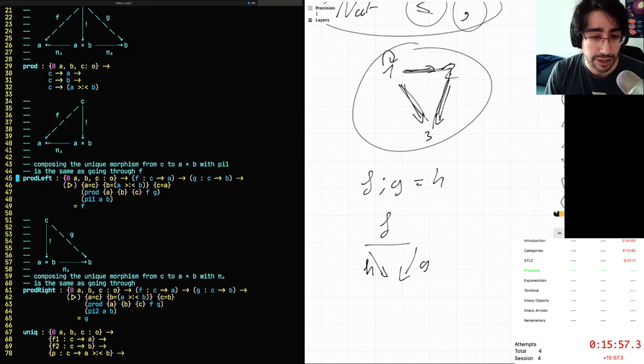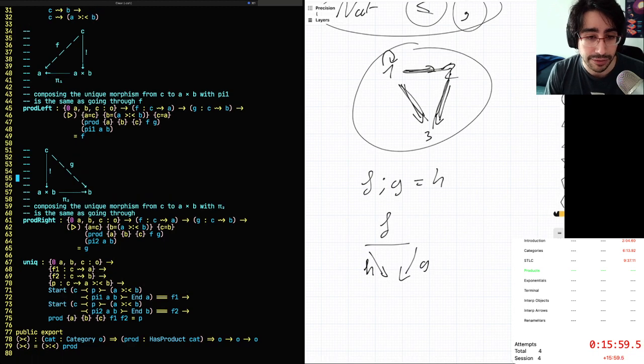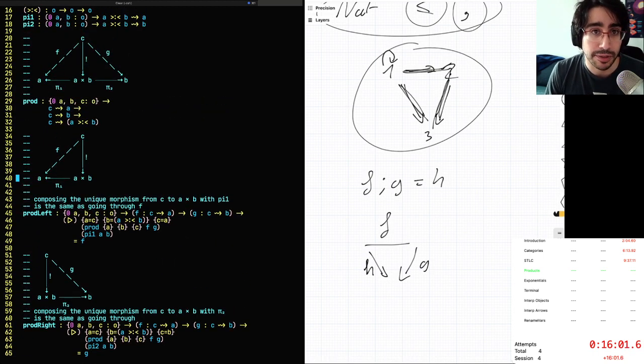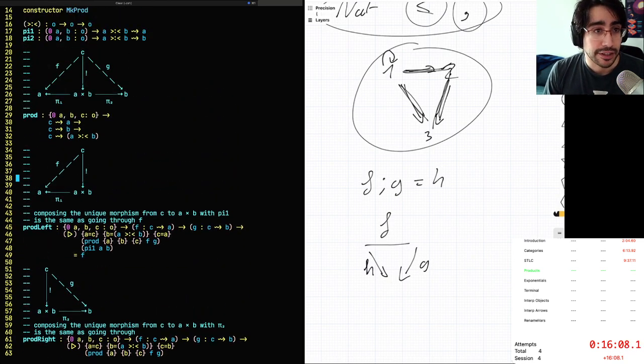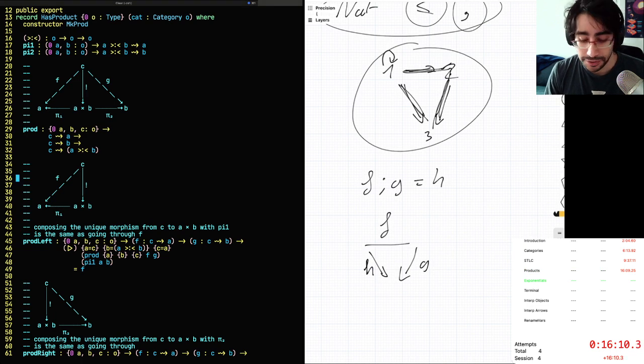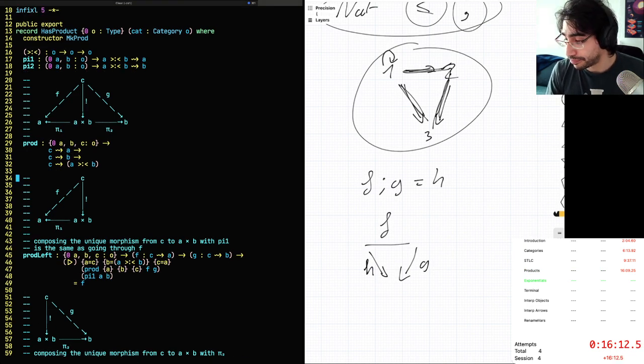And the last thing is quite boring, really, but is very important. And that is the arrow in the middle is unique. That is, if you have another one, it turns out it's the same one. Alrighty, so that is products, and we're going to see how to use them to construct the interpretation of contexts for the simply typed lambda calculus.